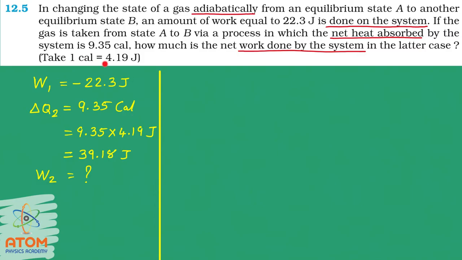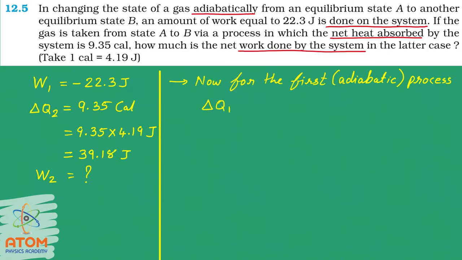But 1 calorie is 4.19 joule. So it will be 9.35 into 4.19 joule. That means it is 39.18 joule. This much heat is absorbed in the second process. So we need to find out what is the work in the second process, W2. Now for the first process, that means adiabatic process, we can obviously write that delta Q1 is equal to 0.